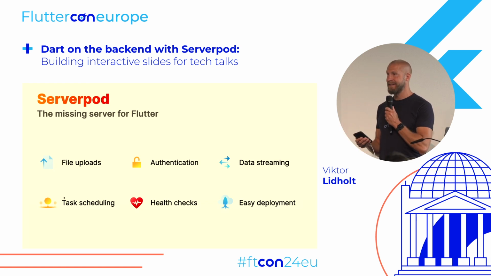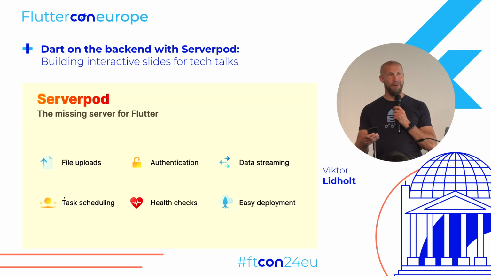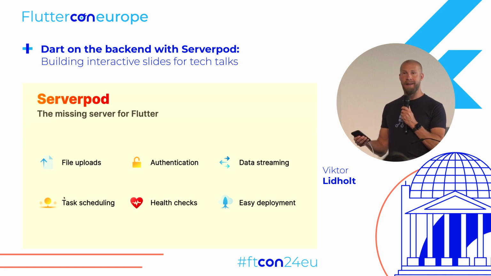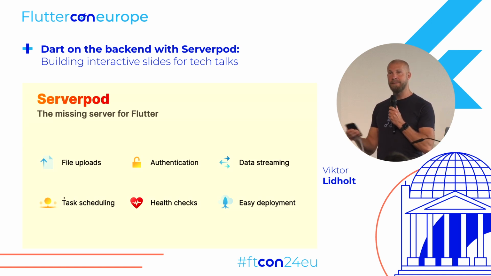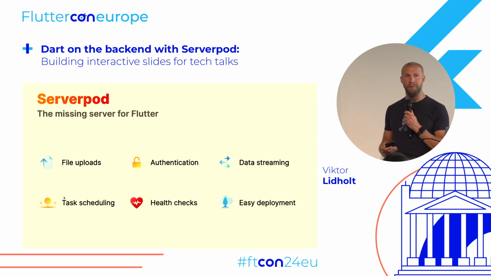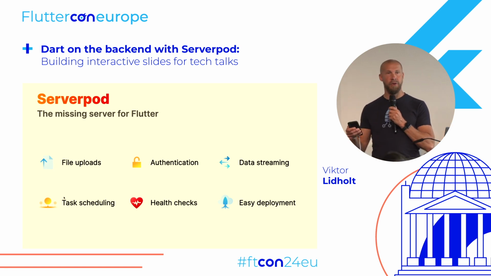You can schedule tasks. So we have something called future calls in Serverpod, which means that you can call a method sometime in the future. Say you have a user who signs up for your app, and you want to send them an email to remind them one week from now. You just make a future call, and Serverpod will serialize that to the database and pull it out when it's time to send the email, and it will get sent, even if you restart the server, or it will work on many servers.